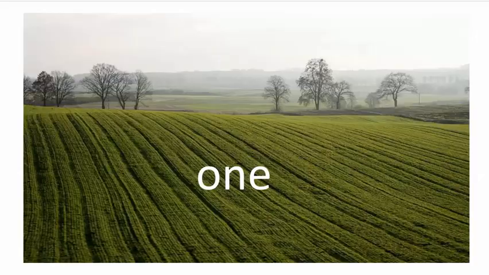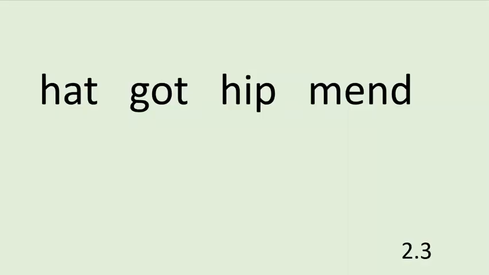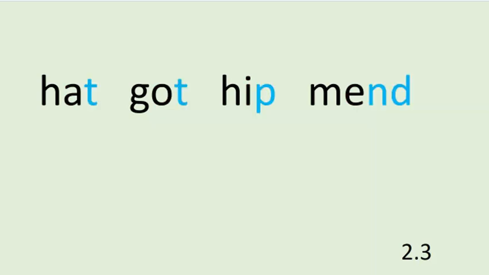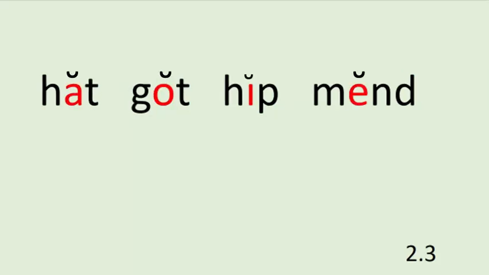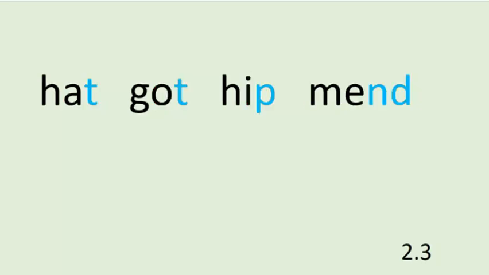Orthographic syllable pattern 1. Look at these words. Hat, got, hip, mend. How many vowels are in each word? There's only 1 vowel in each word. Look at the end of each word. How does each word end? Each word ends with at least 1 consonant. Listen as I read the words. How are the vowels pronounced? Hat, got, hip, mend. The vowels are pronounced with their short vowel sounds.